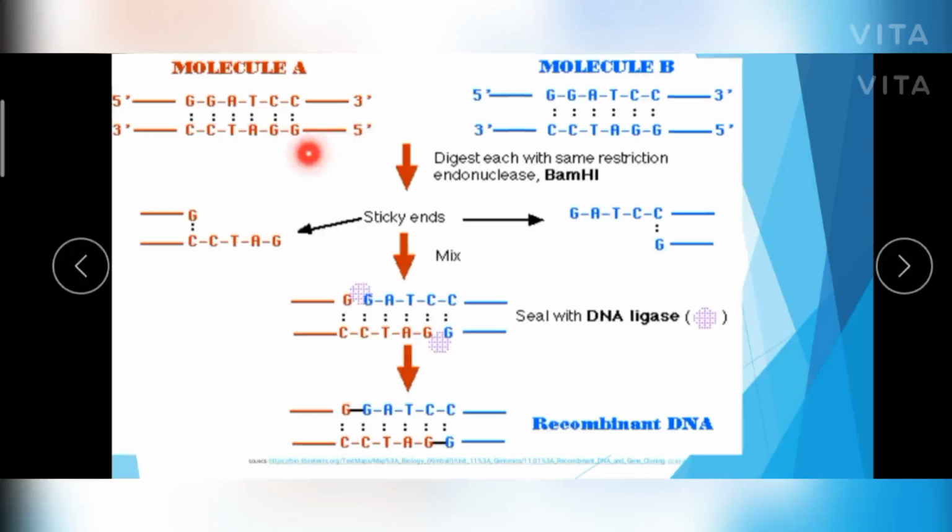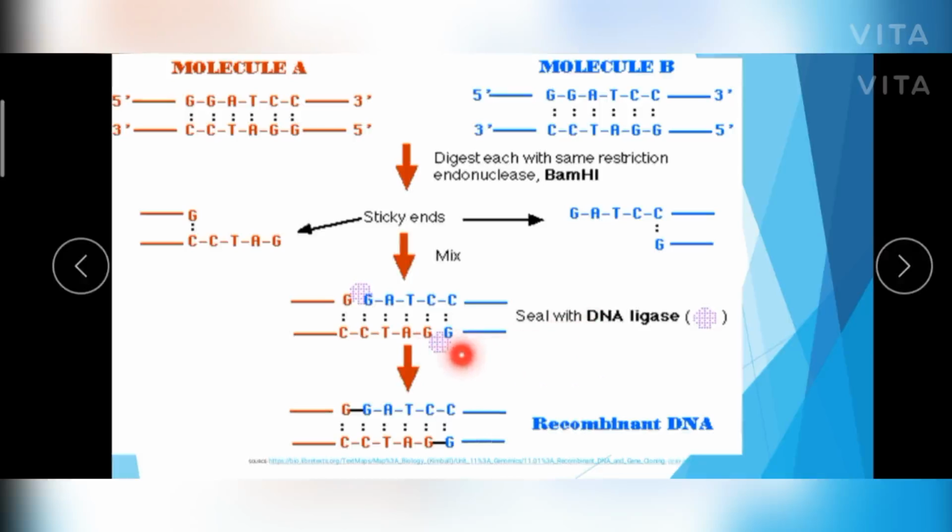In this example you have two molecules, molecule A and molecule B. Whenever they are digested with the same type of restriction enzyme, BamHI, you get two fragments having sticky ends. Once you mix the fragments, they show transient base pairing, but there is a gap, a discontinuity, in the upper and lower strands. This gap is due to the absence of a phosphodiester bond.